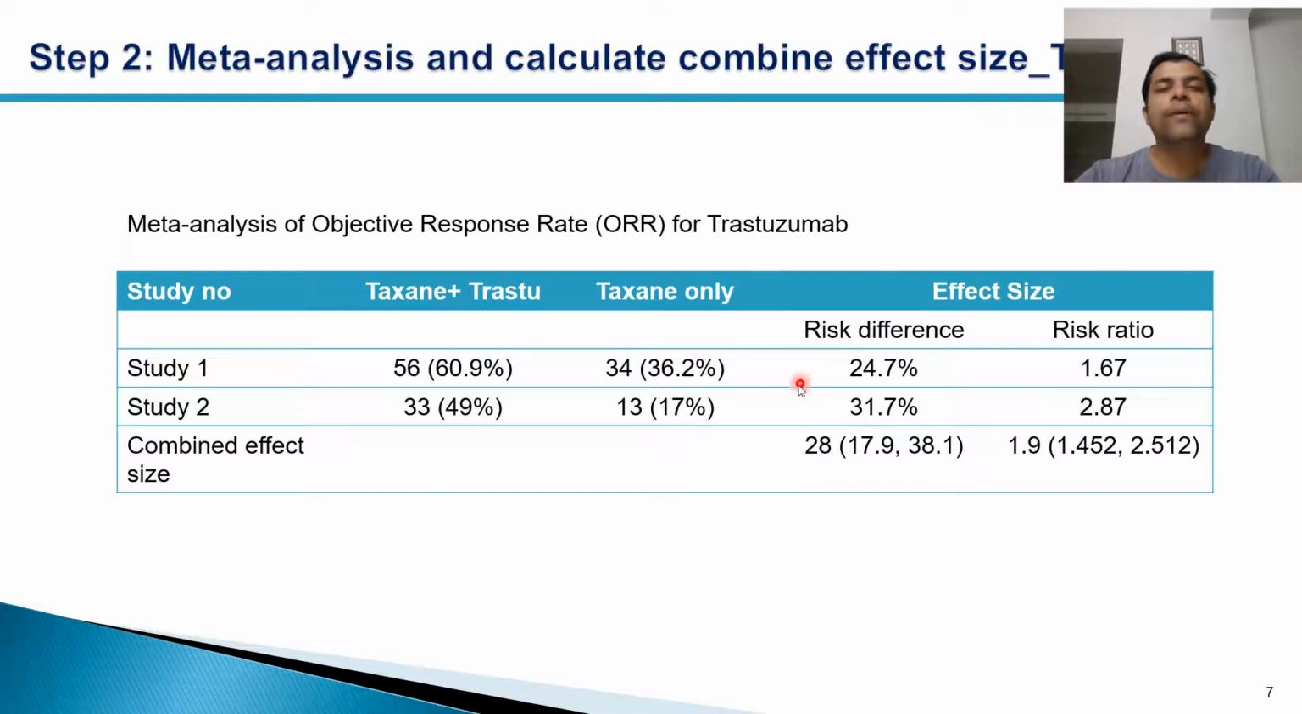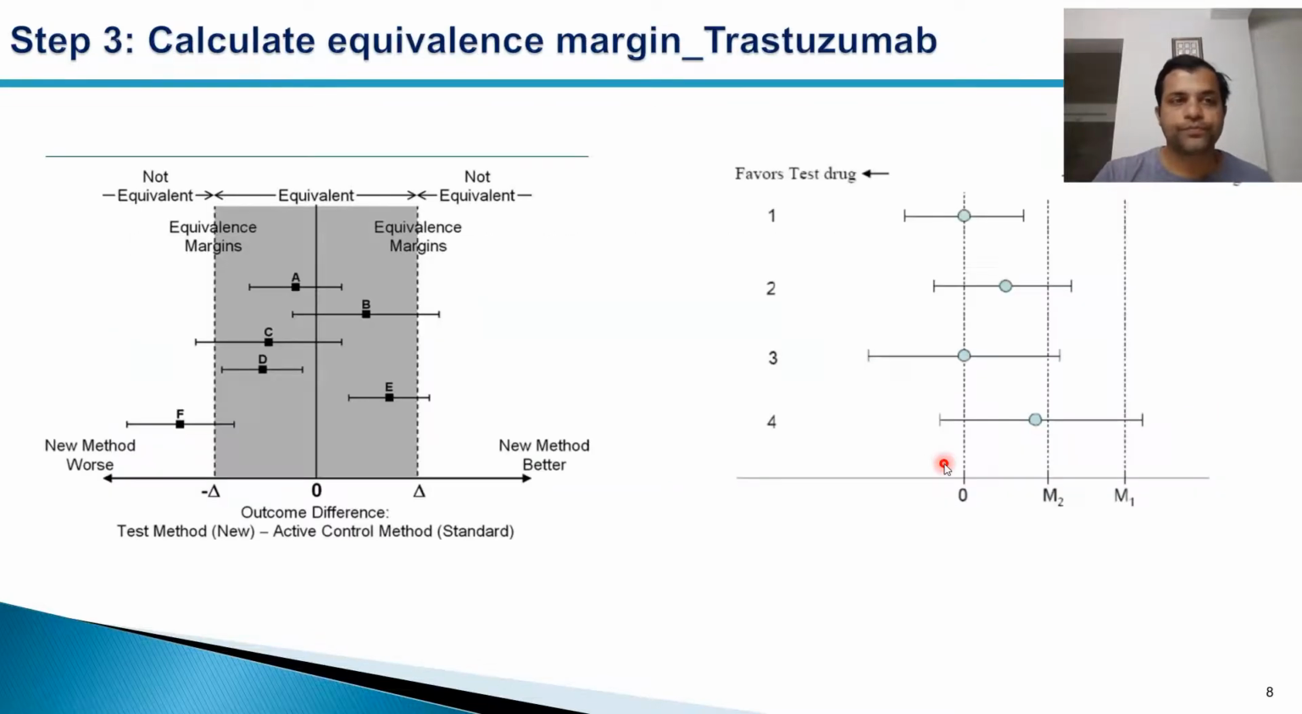So the combined effect size of risk difference is 28, with the 95% confidence interval of 17.9 and 38.1. And then for risk ratio, we have 1.9 with 1.45 as the lower bound and 2.5 as the upper bound. So please remember that this 28 and 1.9 is called point estimate, 17.9 is called lower bound, 38.1 will be called upper bound of CI. Okay. Now we'll go to the next step.